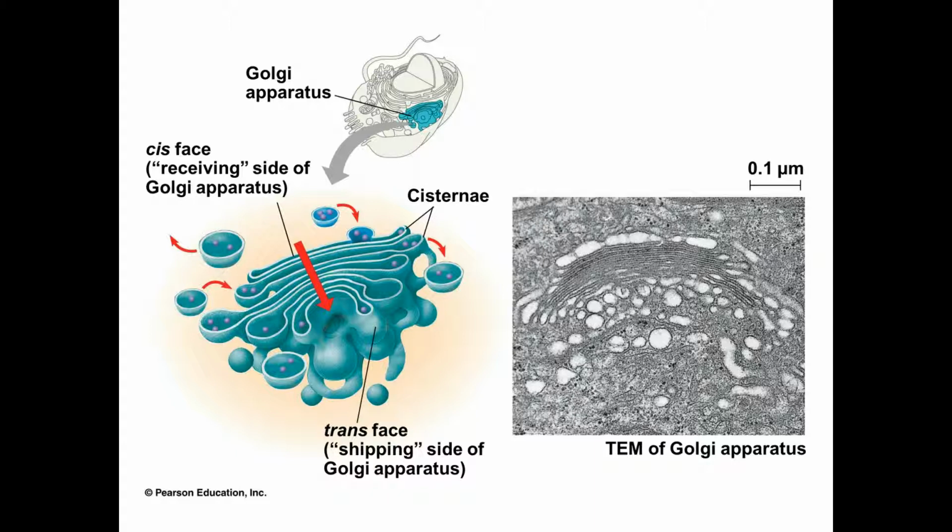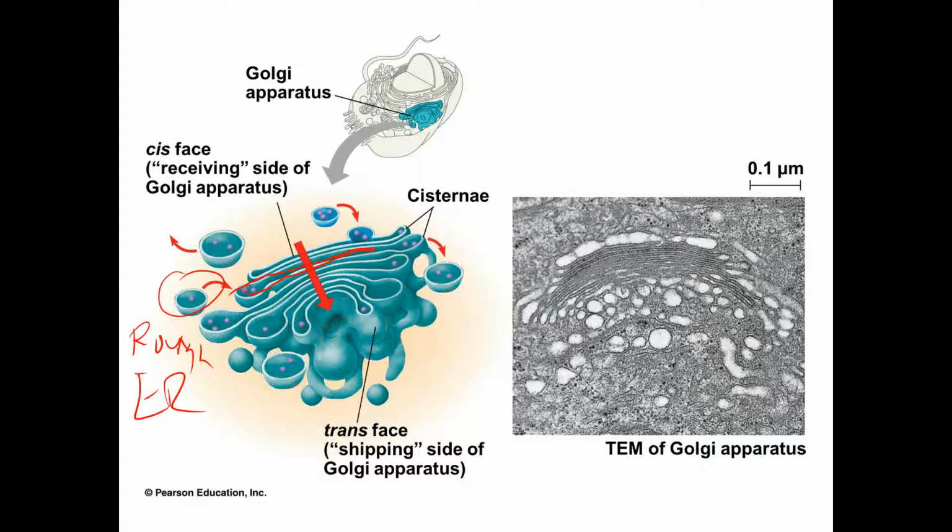So here you have your secretory vesicle that's coming from the rough ER. It's going to fuse with the membrane of the Golgi Body. Now, the contents of that vesicle are now in the lumen, or cavity, of the Golgi Body.